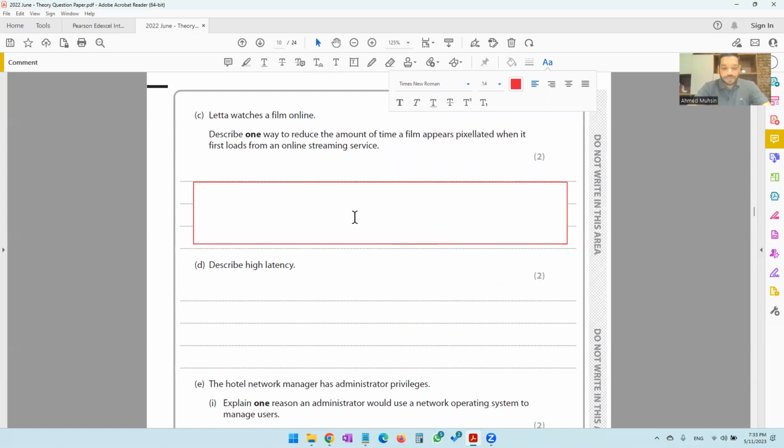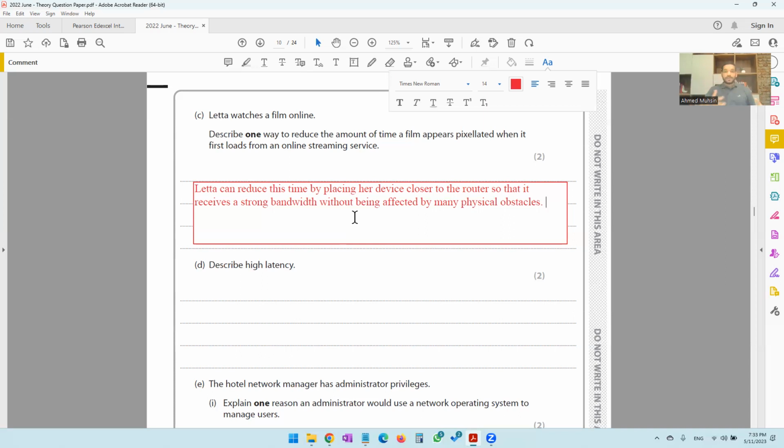I'm going to go with a simple one, which is: the user can reduce this time by placing her device closer to the router so that it receives a strong bandwidth without being affected by many physical obstacles.